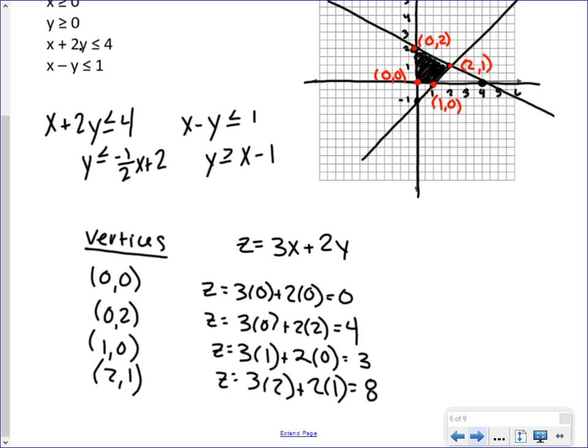Remember, that's not a vertex because it's not at the corner of the overlap. So the shaded region is what we might call your feasible region. It works for all the inequalities or all the constraints. And because there's no shaded area right there next to that vertex, it's not a vertex.